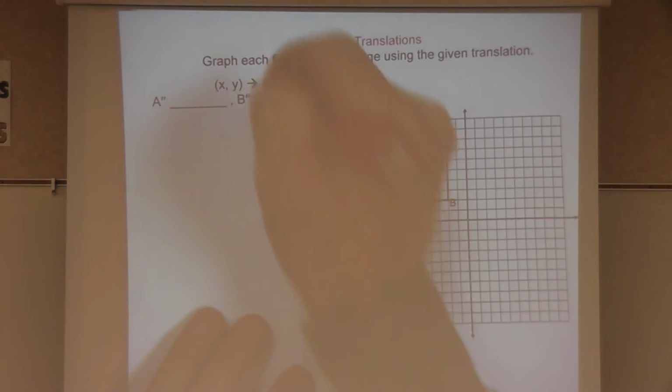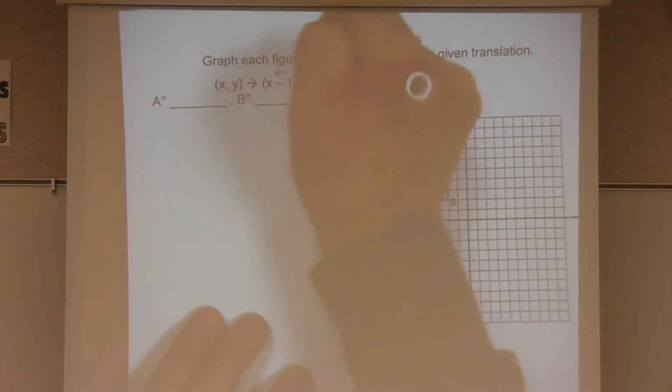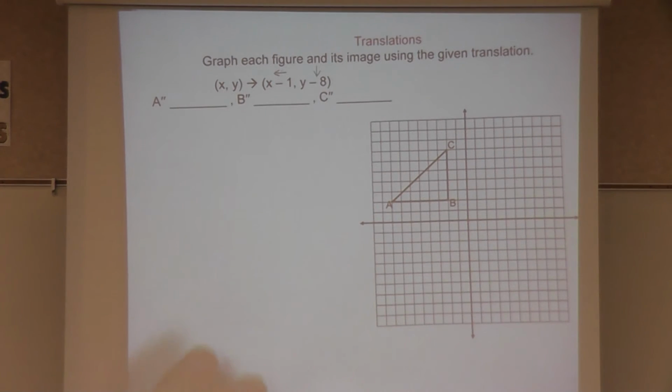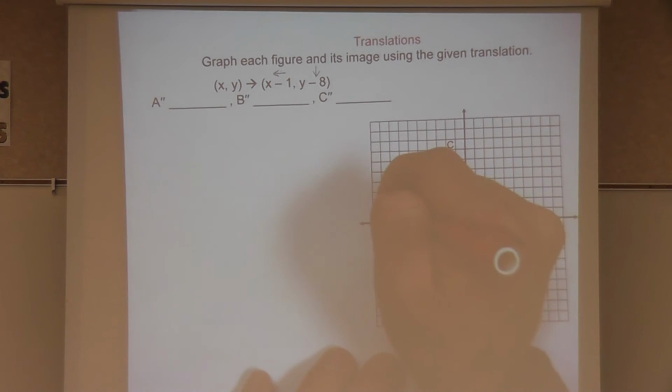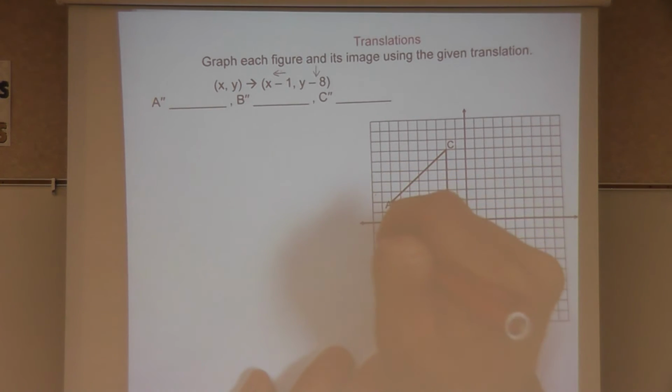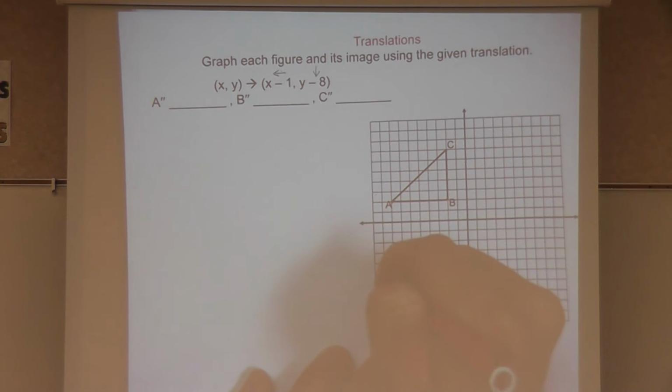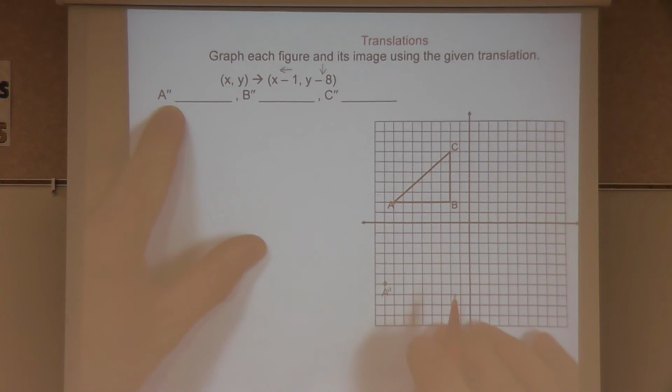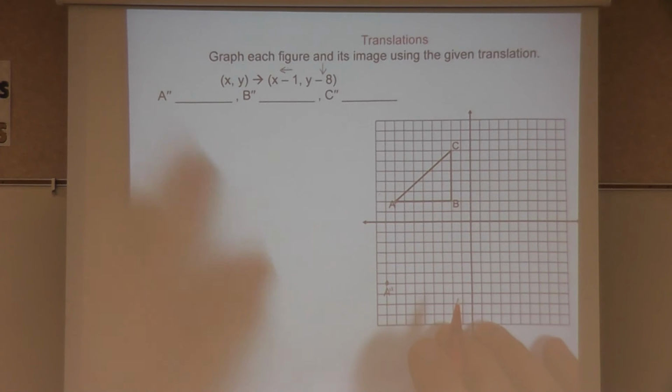All right, hopefully you recognize we're going 1 to the left and down 8. So I'm going to take point A, I'm going to move it 1 to the left and down 8. 1, 2, 3, 4, 5, 6, 7, 8. This becomes, they've directed me to call it A double prime. Usually it'd be A prime, but for some reason I have it as A double prime, so we're going to go with that.